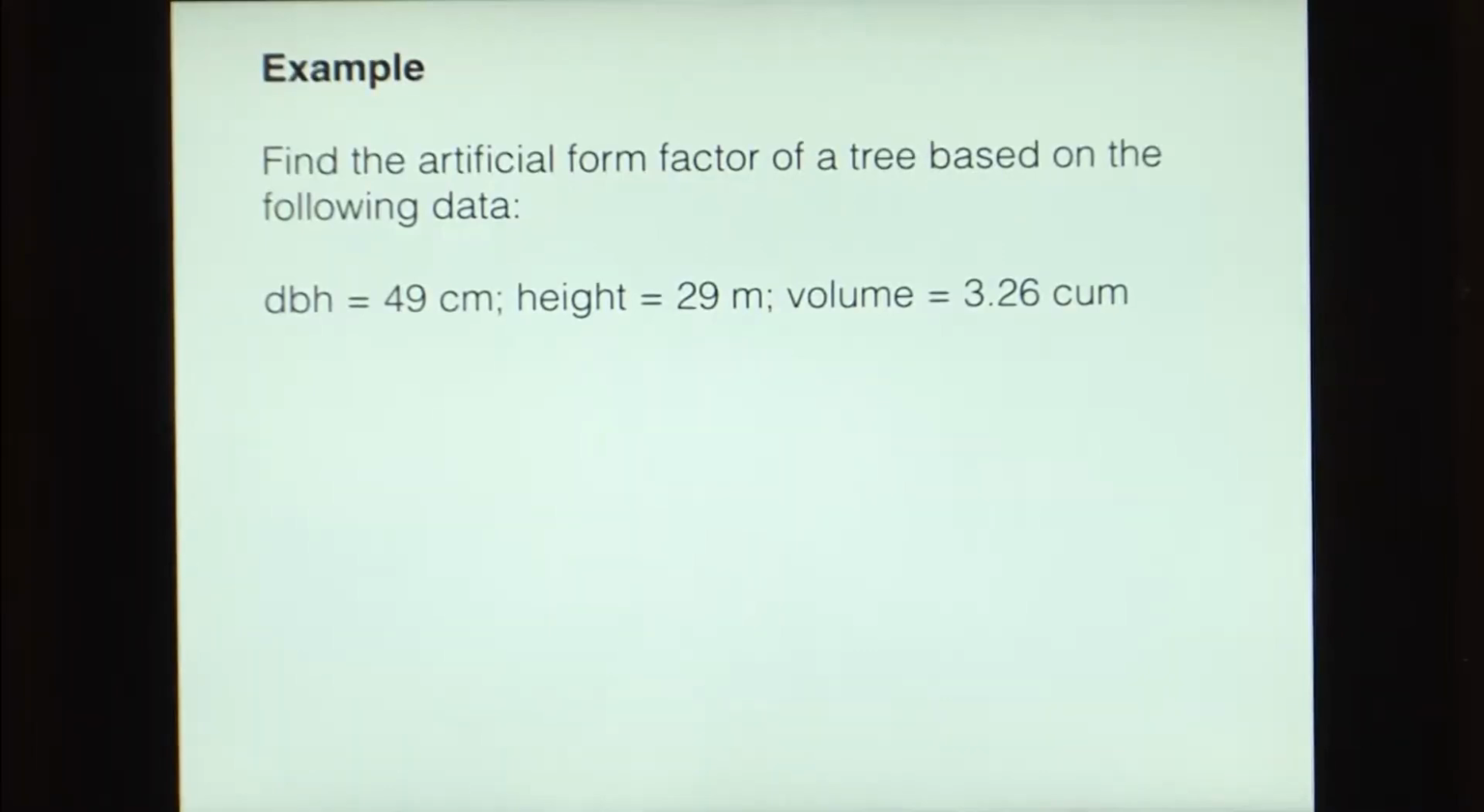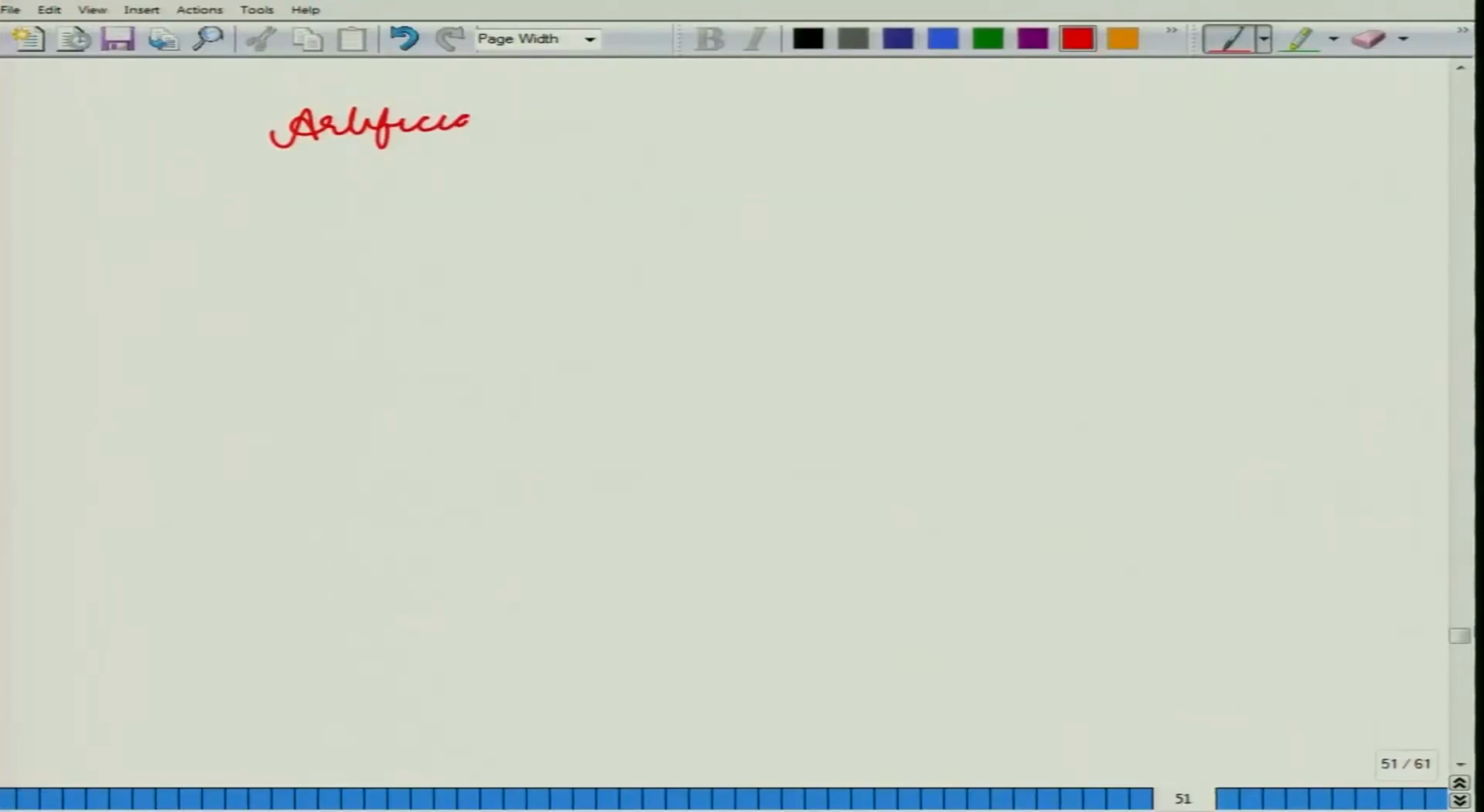Now, this example, as you can see on your screen, is: find the artificial form factor of a tree based on the following data. What is the artificial form factor? As we saw in the previous slides, an artificial form factor is the breast height form factor, in which you take the volume of the tree, you take a cylinder whose diameter is the same as your diameter at breast height and the height equal to the height of the tree. You divide the volume of the tree by the volume of the cylinder, and the value that you get is the artificial form factor.